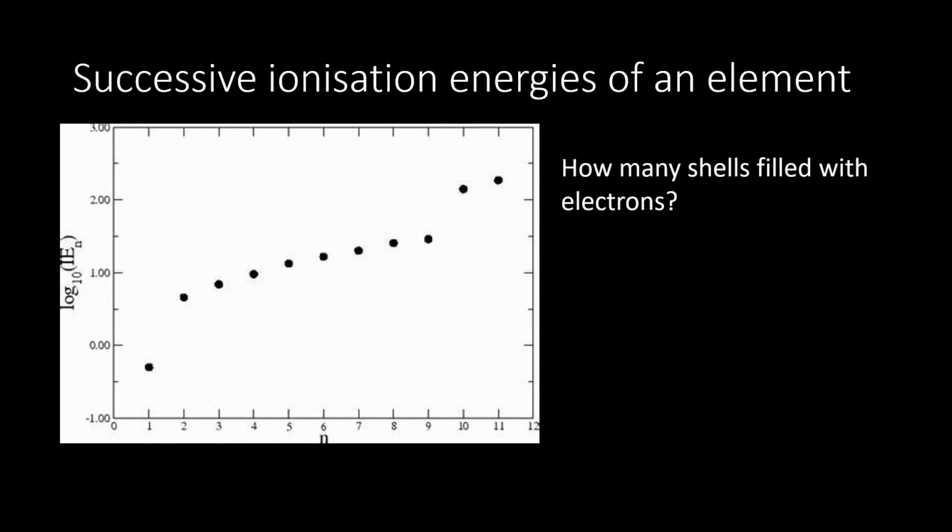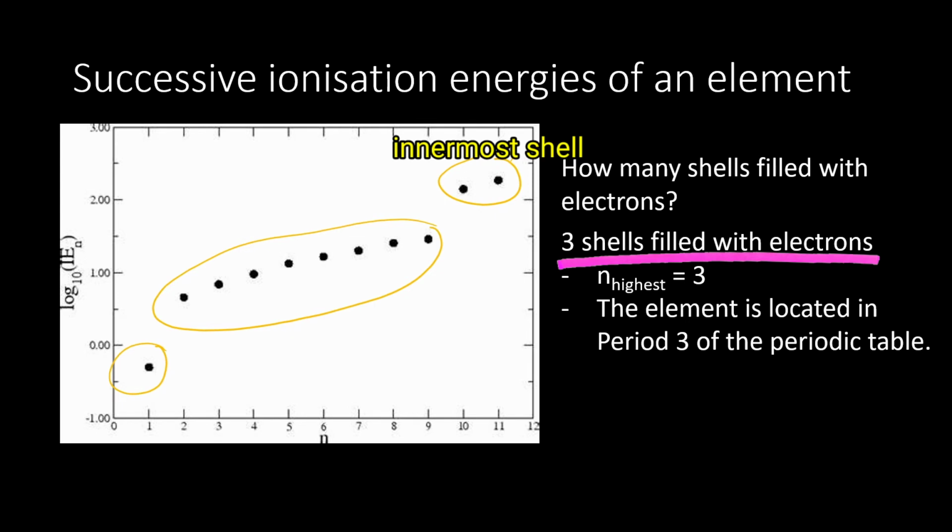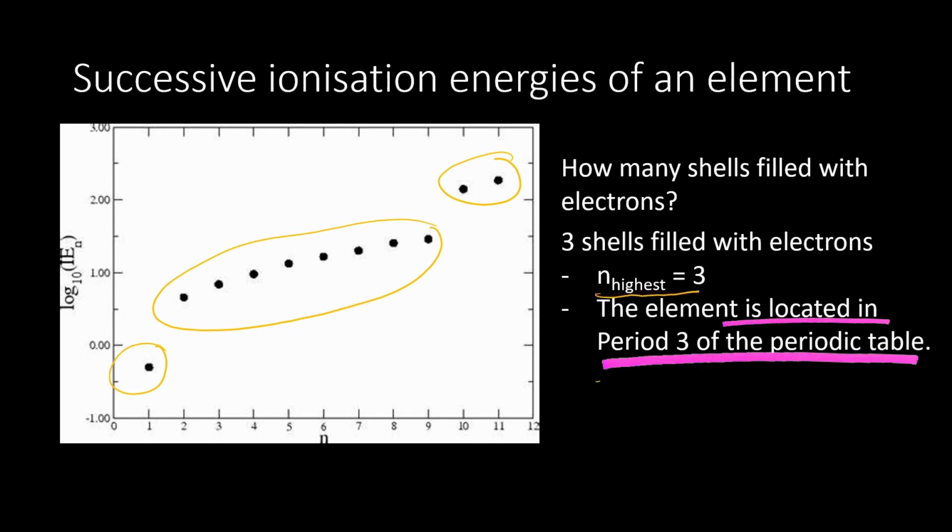From the graph, we can see that this element consists of 3 shells filled with electrons: the outermost shell, the inner shell, and the innermost shell. So, 3 shells filled with electrons. That's why the highest principal quantum number is equal to 3, and this element is therefore located in period 3 in the periodic table.